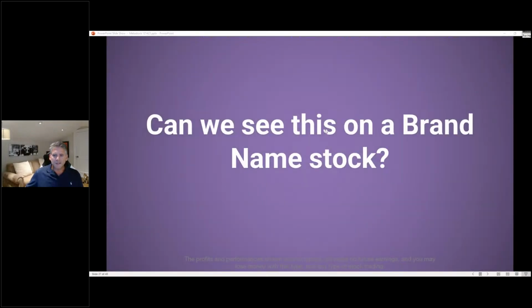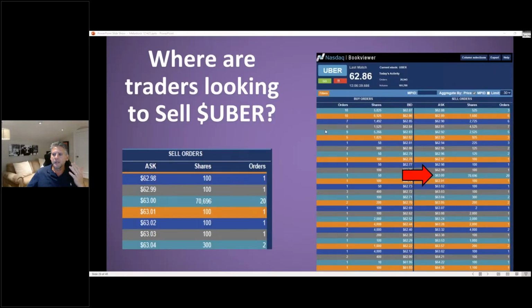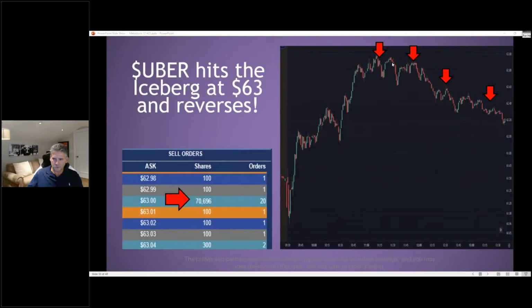So let's go check and see if this actually works with brand name stocks. You know, Fausto, we're talking about some other stocks, but can we see a brand name stock? Yeah, sure, no problem. Let's look at Uber. Okay, that's pretty brand name, right? So we can see the stock going up. We're seeing the trend. What do we need to look for? Resistance levels. Going back here in book viewer, boom, 70,000 share seller at 63. Without any questions asked, without even thinking twice, that is my limit order where to get out. Guess what? Gets up there, goes down, down, down, down, down, right down to 62.